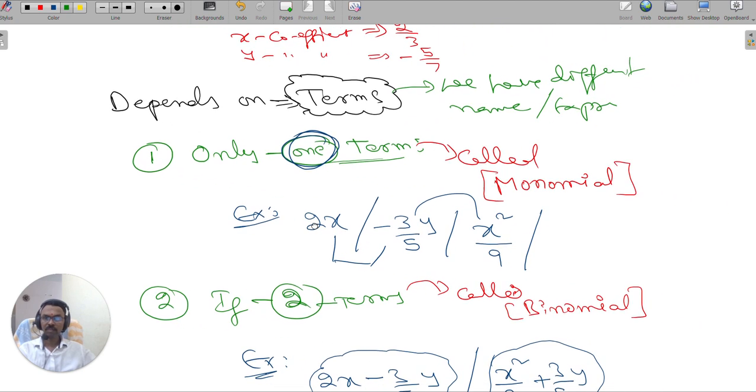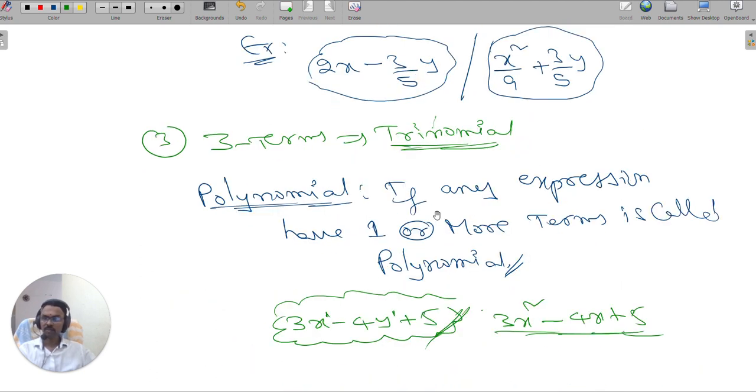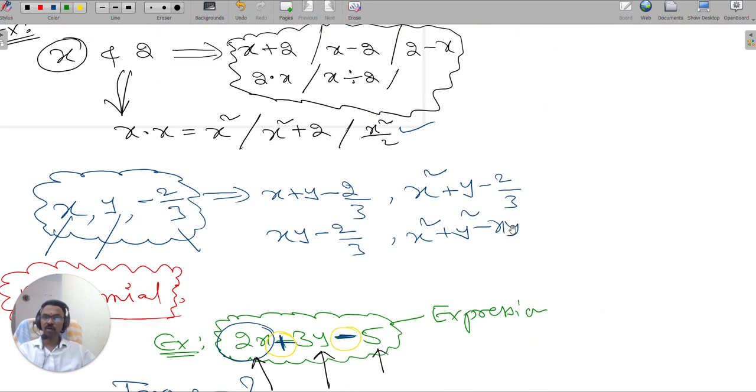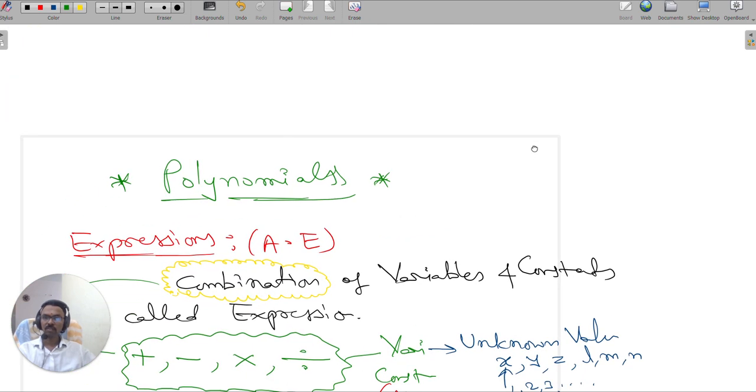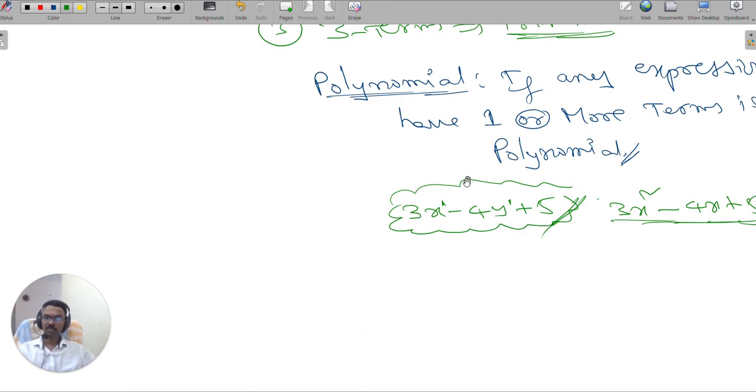We have separate names. If only one term, that is called monomial. Only two terms, that is called binomial. Only three terms, that is called trinomial. Combining all this, the definition is: if any expression has one or more terms, it is called a polynomial. That means maybe one term, two terms, three terms, four terms, all of those are called a polynomial. This depends upon the terms, and this is our definition of polynomial.